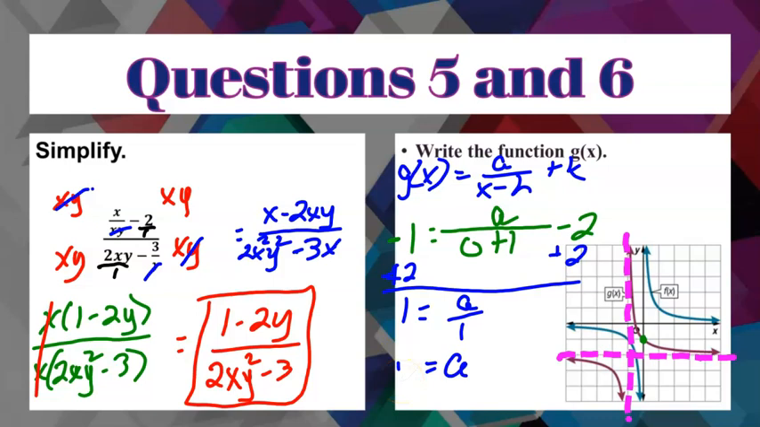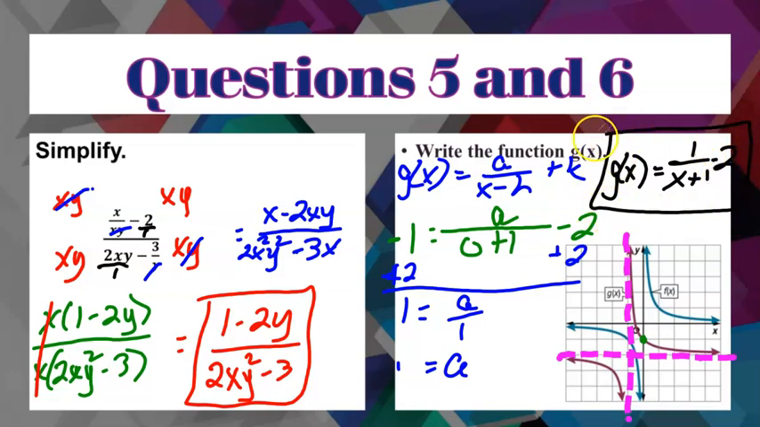So my final answer, my equation, is going to be g of x equals my a of 1 all over x plus 1, and then my k is going to be a -2. And this would be my function.